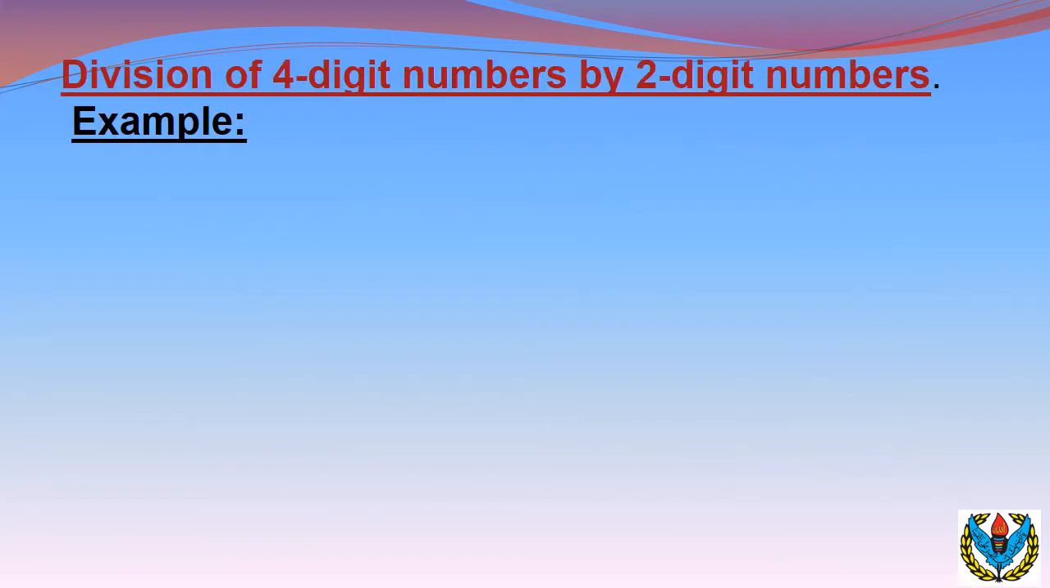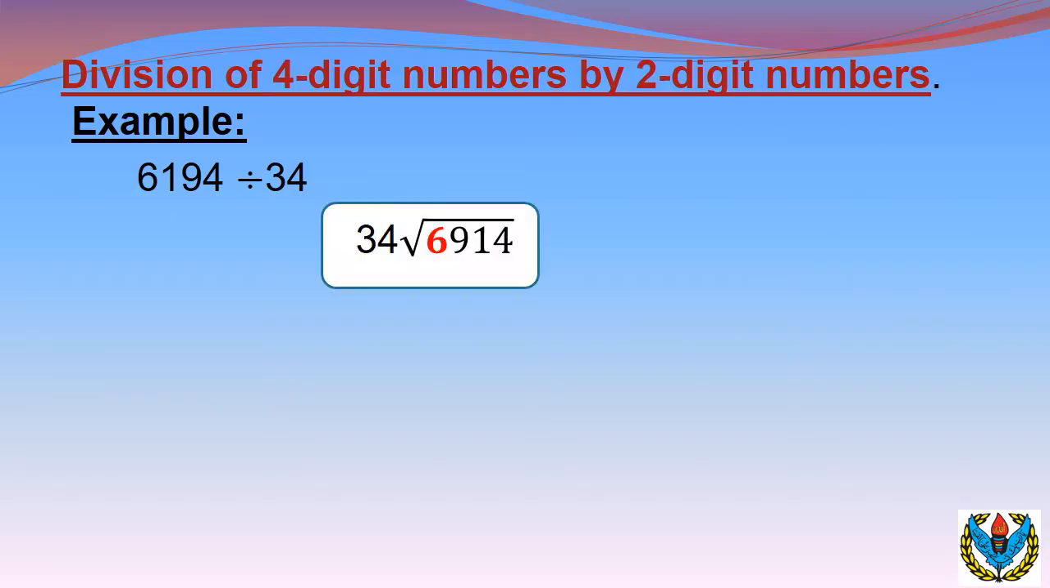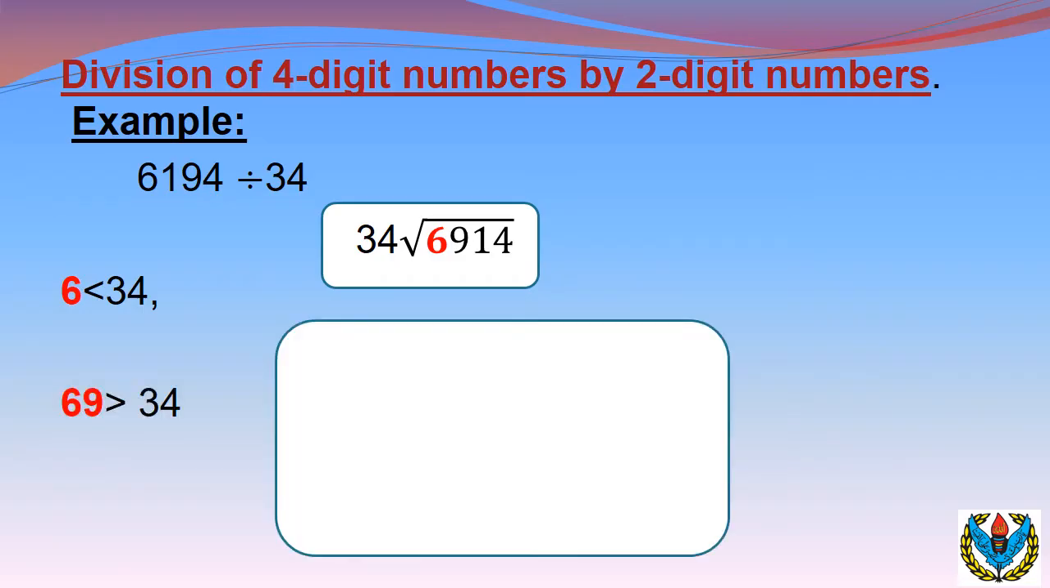Now we will start the division of 4-digit numbers by 2-digit numbers. To understand this concept, let us take an example. 6194 divided by 34. We can write them like this. Firstly, we will look at the thousands place digit, which is 6. Here 6 is less than 34, so we cannot divide it by 34. So we have to take 6 thousands with 900 and it becomes 69. Now 69 is greater than 34, so we can divide it by 34.